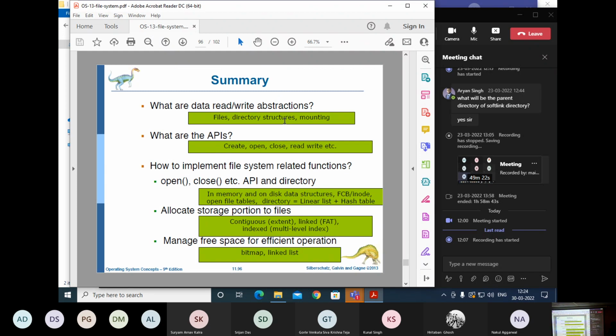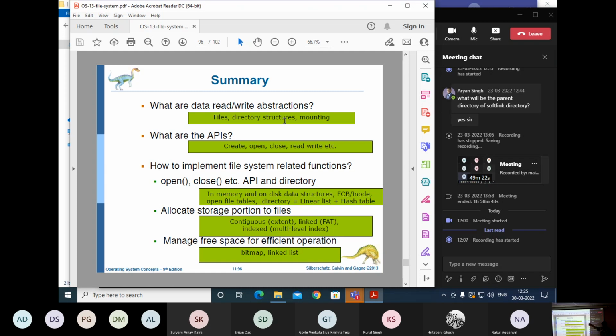So here's a summary. The first one is: what are the data read or write abstractions? Remember, at the beginning you just have a hard disk. You bought it from the market. You don't have anything else. No structure, nothing. And what is a hard disk to you? An array of blocks. First thing, what are the data read or write abstractions on that hard disk? Files, directory structure, and mounting.